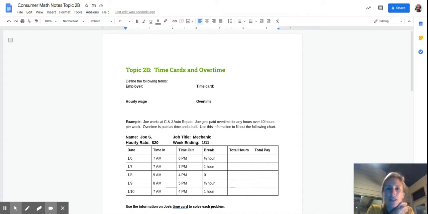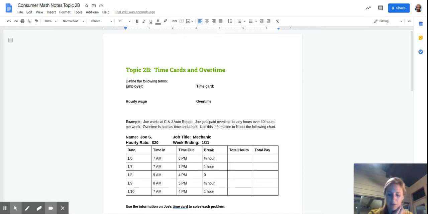So we're going to talk today just about how it works. A lot of you do have a job that works this way. It might not look exactly the way this looks, but you're going to have time cards and then you might get paid overtime. I don't know how many of you are working enough hours to qualify for overtime, but this next lesson is to tell you how that works.